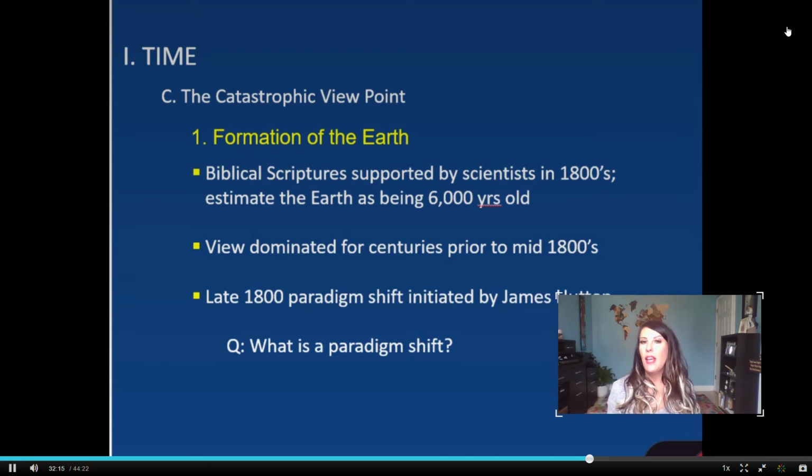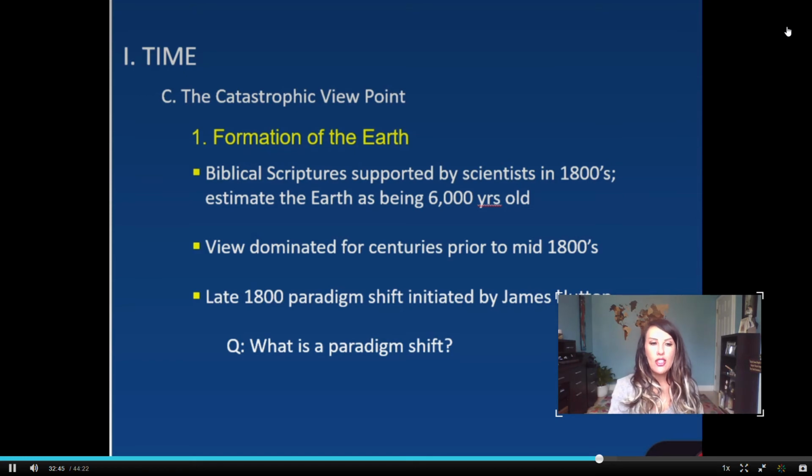And remember that good old Jimmy Hutton is having to use relative dating techniques, as we've already established. So looking at things in order of sequence to establish the idea that the Earth is probably older. So he publishes this idea, and it begins a paradigm shift. So what's a paradigm shift for my viewers at home? That's right. It's a shift in thinking.